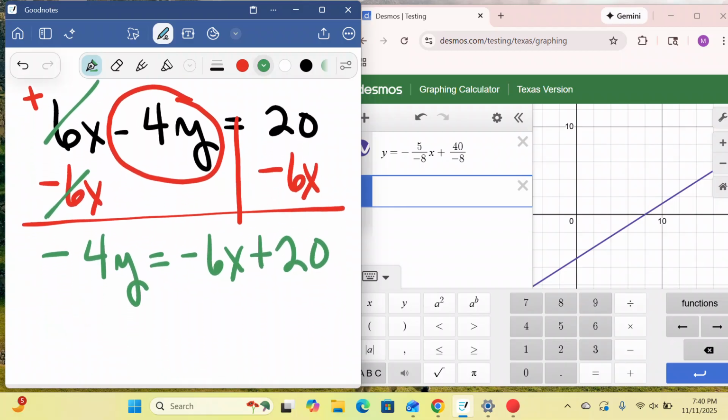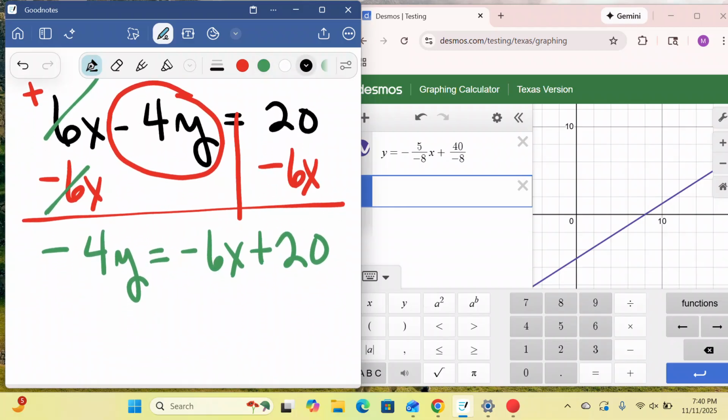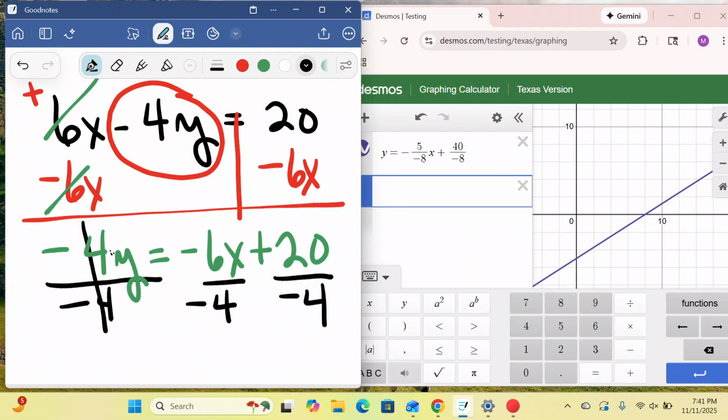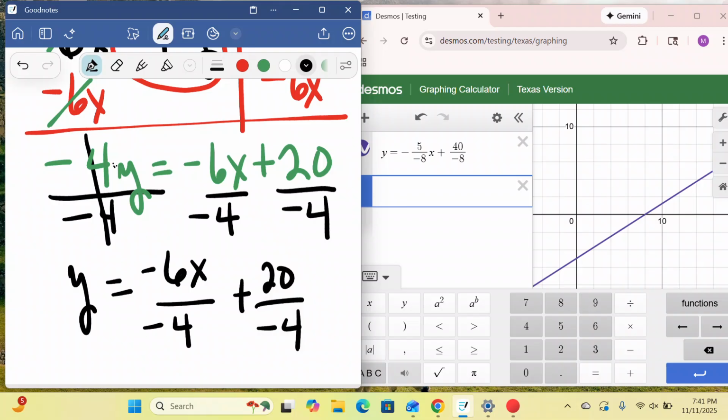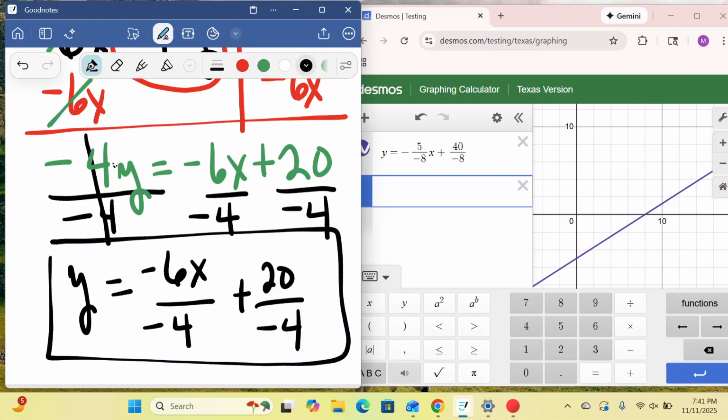And then I have to get rid of this negative 4. Don't forget, there's a multiplication right there. See the multiplication? It's negative 4 times y. How do I get rid of multiplication? I divide both sides by the number next to the letter, which is negative 4. I'm going to divide by negative 4, and divide by negative 4. That goes away. Y equals negative 6x divided by negative 4, and then positive 20 divided by negative 4. And that is my y equals mx plus b.